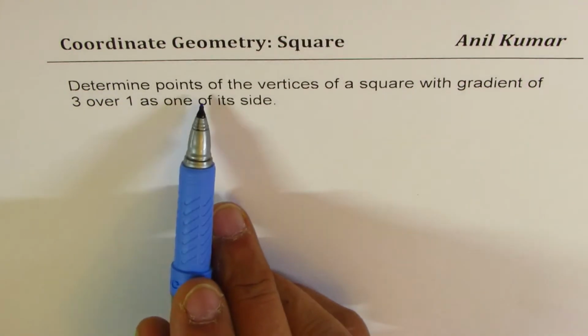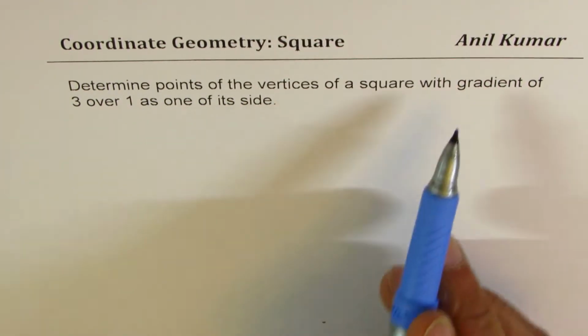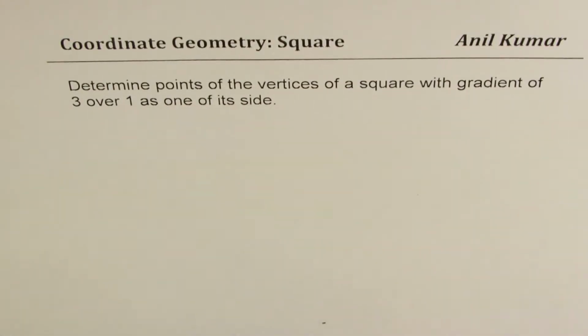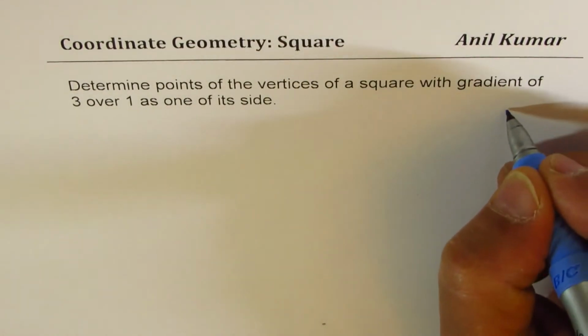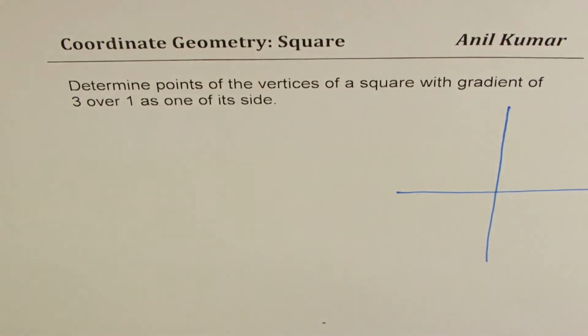The question is how to determine the points of the vertices of a square with a gradient of 3 over 1 as one of its sides. A beautiful question. Thanks a lot for posting this as a comment on a video where we are trying to find coordinates of vertices of some square. This is an excellent example. Let's see how to do it.